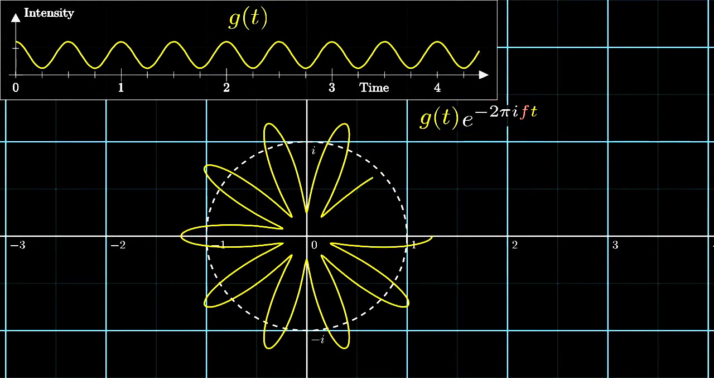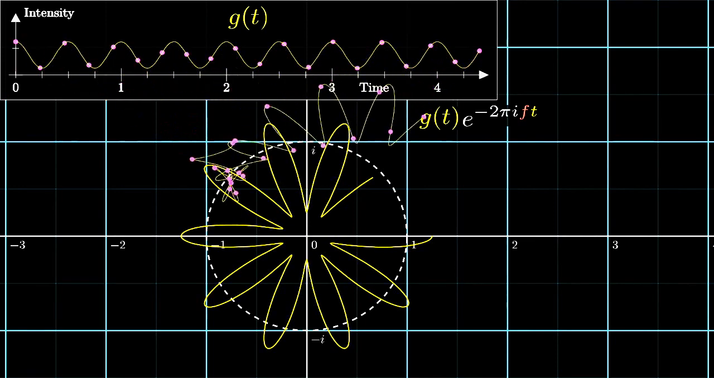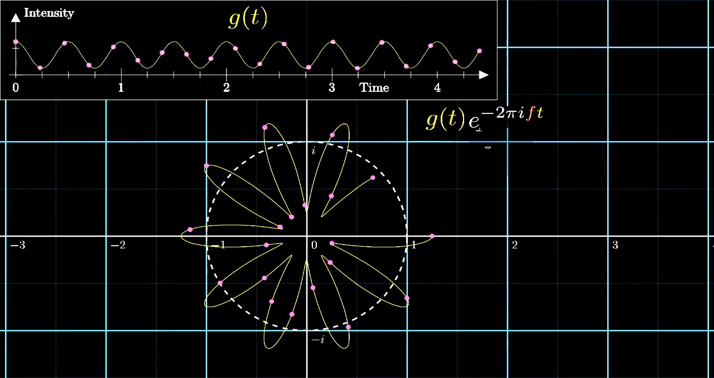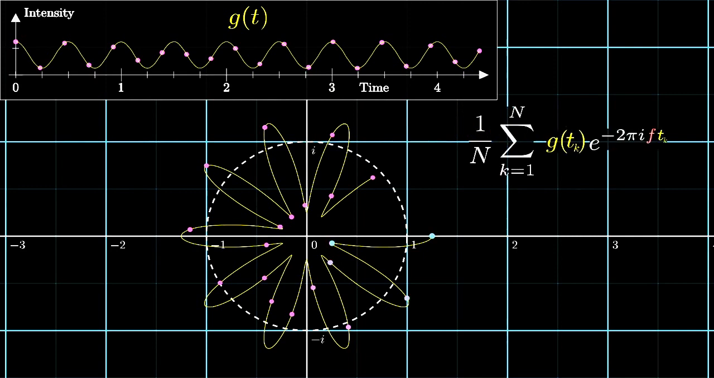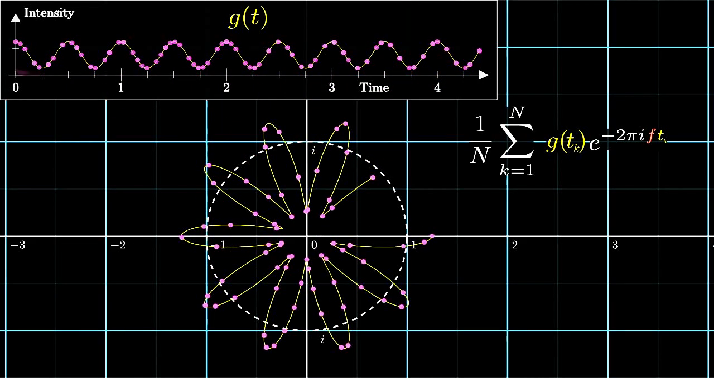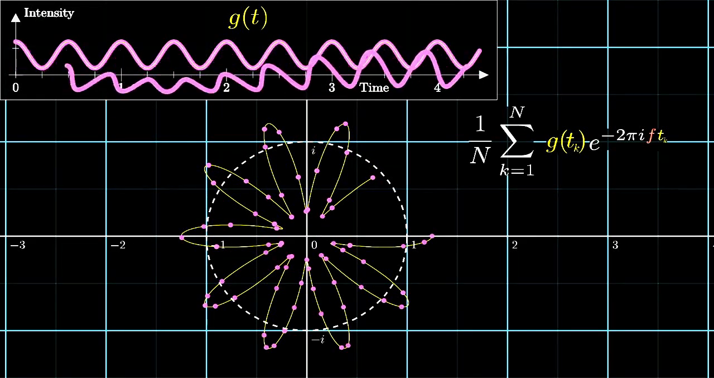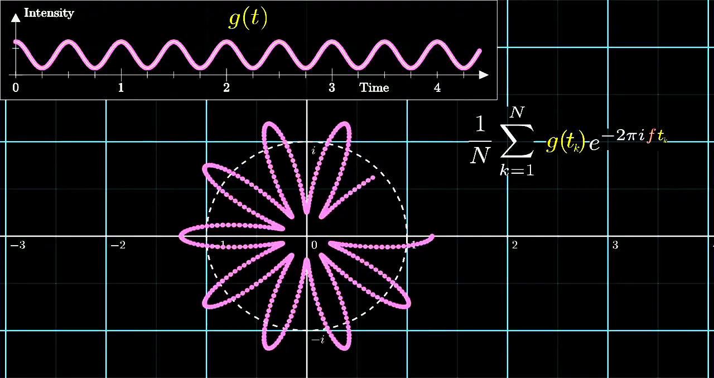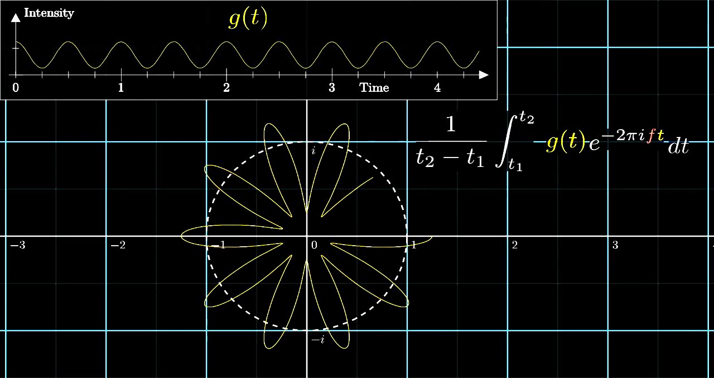Well, to approximate it at least, you might sample a whole bunch of times from the original signal, see where those points end up on the wound-up graph, and then just take an average. That is, add them all together as complex numbers, and then divide by the number of points that you've sampled. This will become more accurate if you sample more points which are closer together. And in the limit, rather than looking at the sum of a whole bunch of points divided by the number of points, you take an integral of this function divided by the size of the time interval that we're looking at.